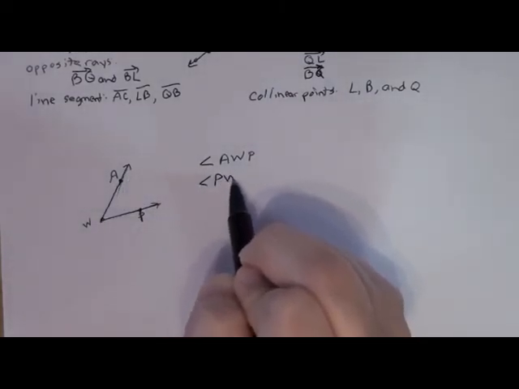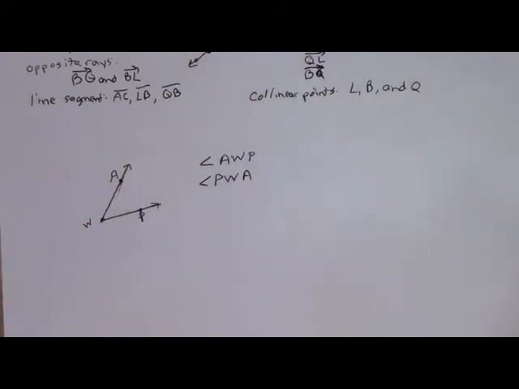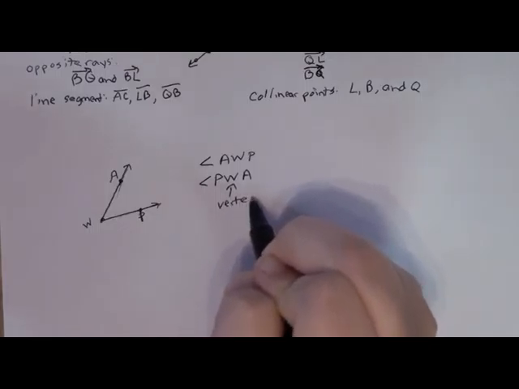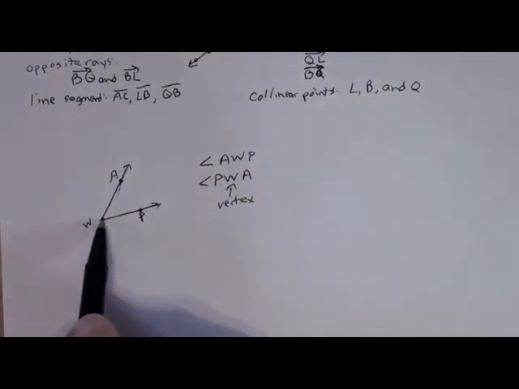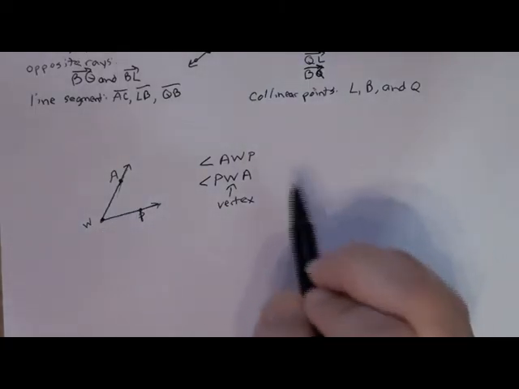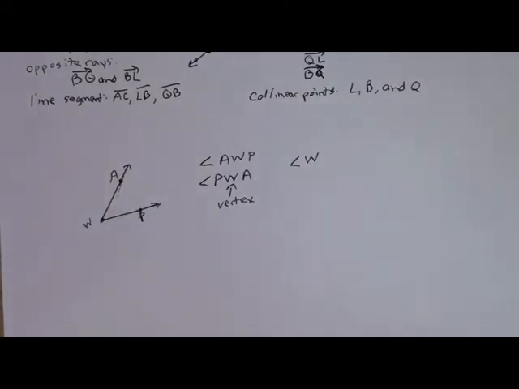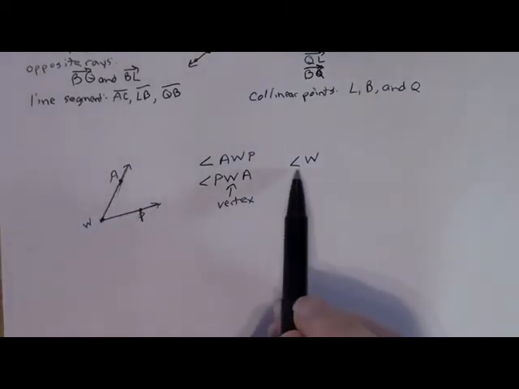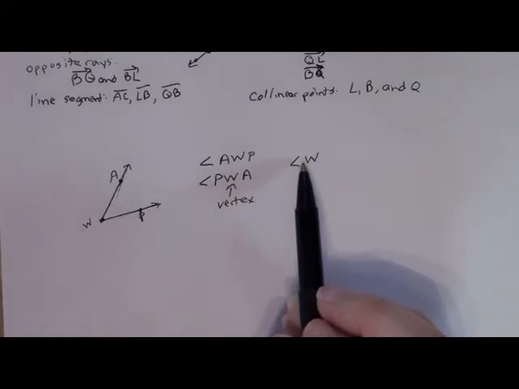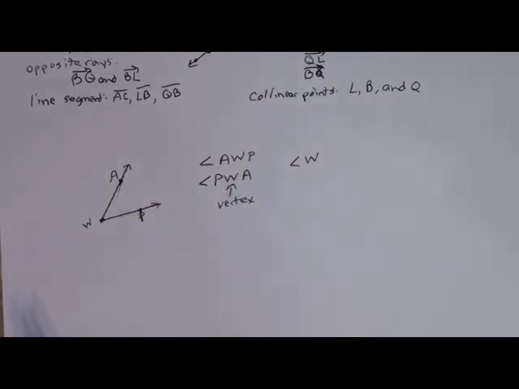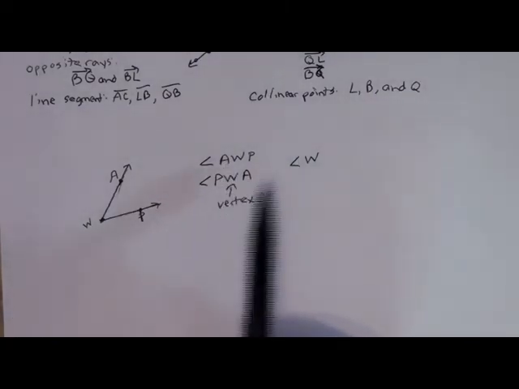Now I went this direction, essentially, but you can also go the opposite direction. Angle PWA. The important part, though, is that the vertex, the point of the graph, is always in the middle, and you're using 3 letters. Now, in this particular case, though, you can also name it with 1 letter, angle W. Because there's only one angle here, angle W is sufficient for us to know which one it is. Most of the time, though, I prefer to use 3 letters so that I don't get confused about when I can use 3 and when I can use 1.